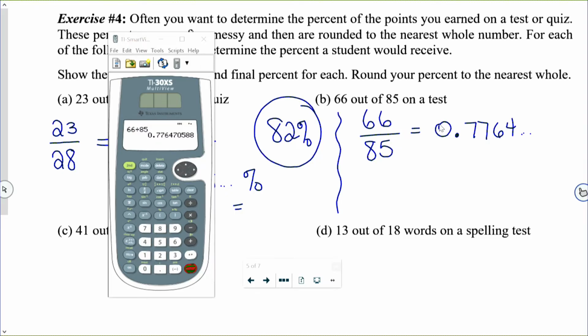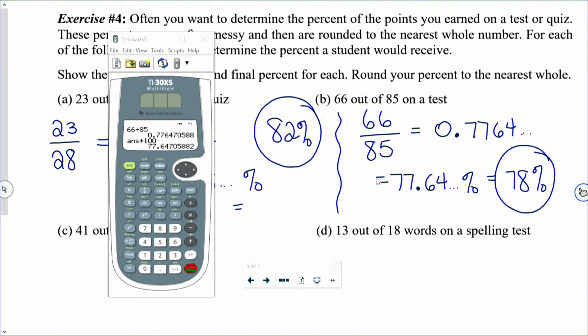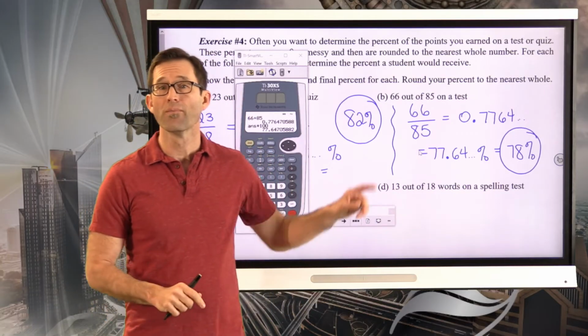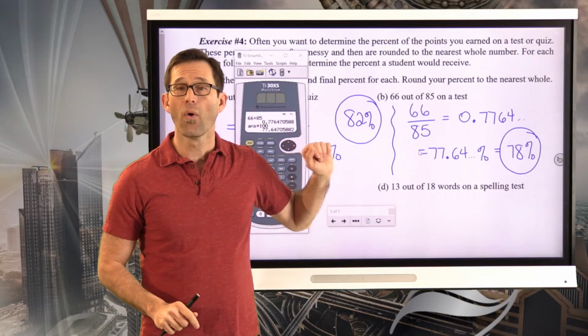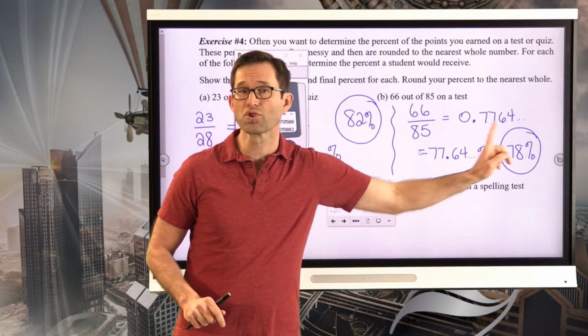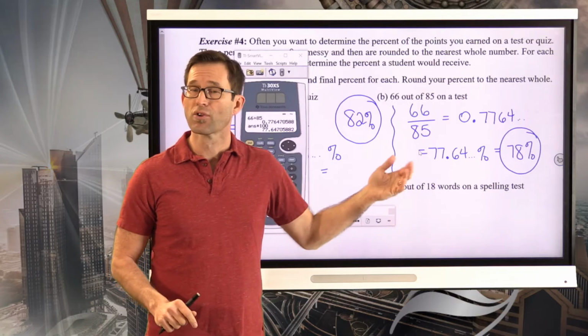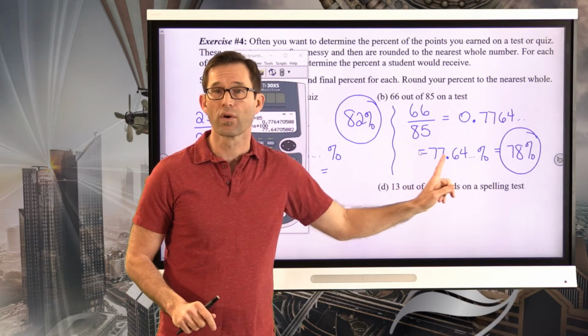If I then multiply that by 100, I'm going to get 77.64, etc. percent. And if I now round that to the nearest whole number, this time it's going to round up to 78%. Right? So it's simple. Part divided by the whole gives you the decimal portion, right? Then multiplying it by 100, you then figure out the percent.